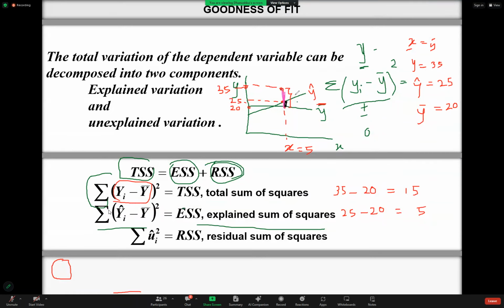Then what is the residual for that data point? The residual is, we know y 35 minus y hat. Y hat is 25. It is equal to 10. Then now you can see the total variation is equal to the sum of explained variation and unexplained variation. If you add these two.